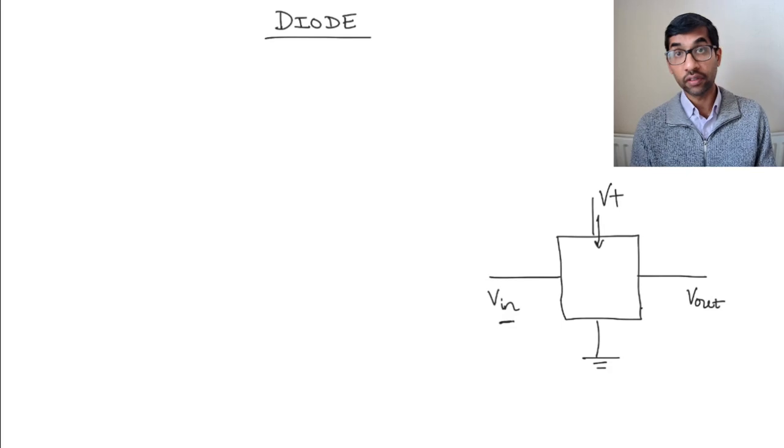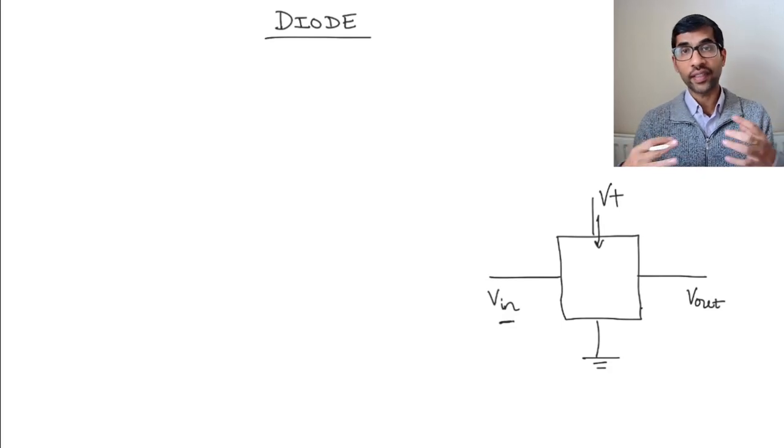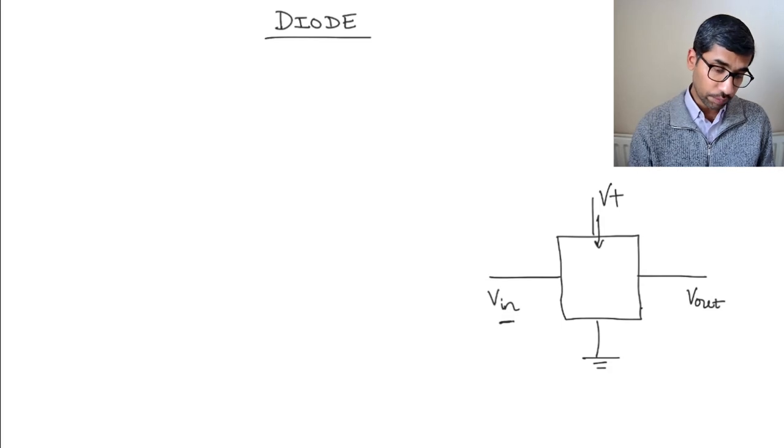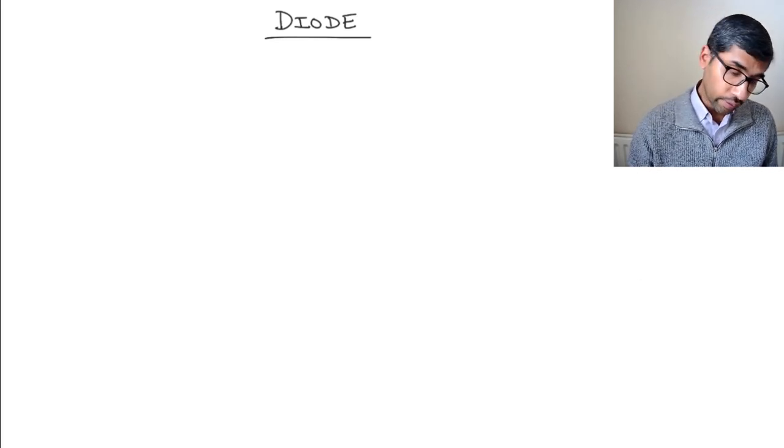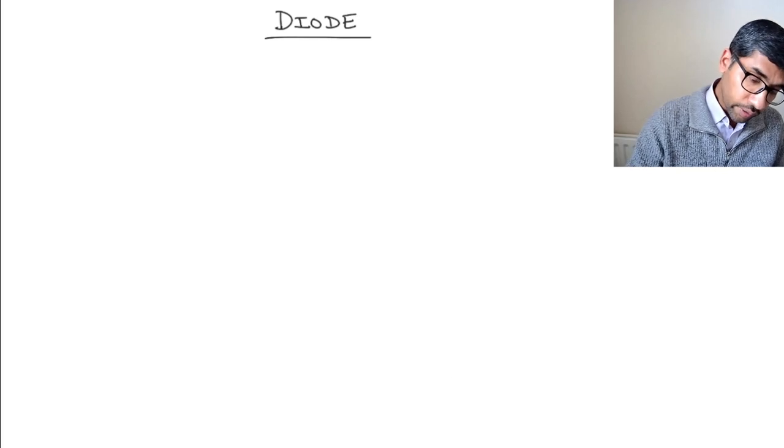Now, a diode is not a device like that. There is no external power supply connected to the diode. So it's a passive component. Okay, so here's how a diode looks. The symbol for a diode is usually drawn like this.